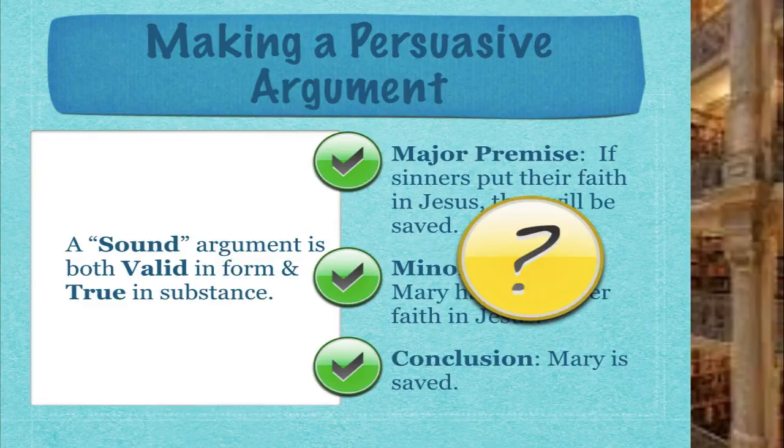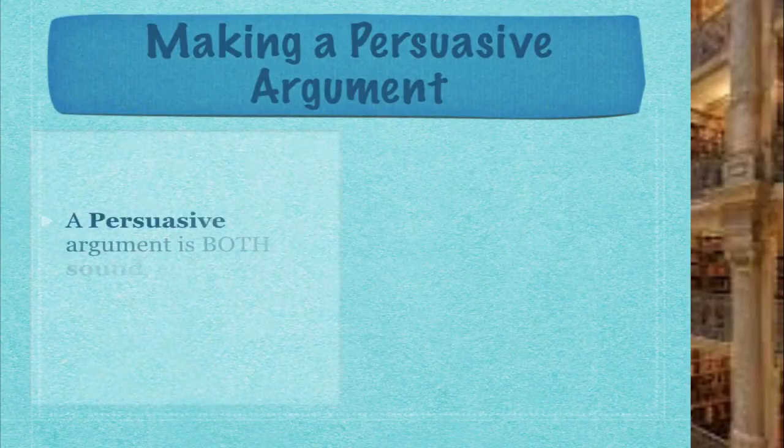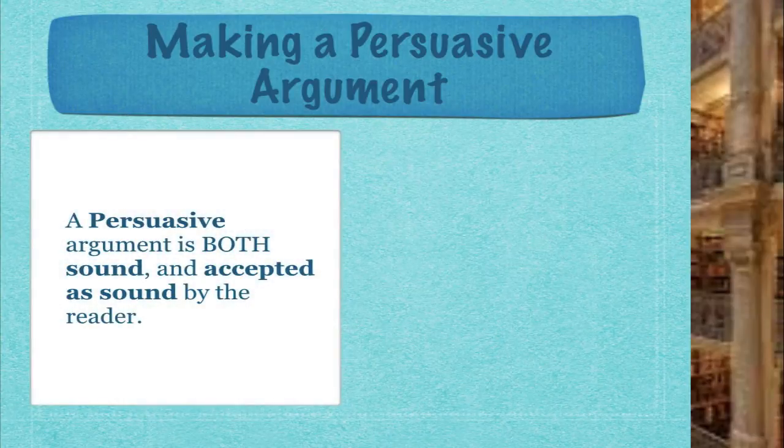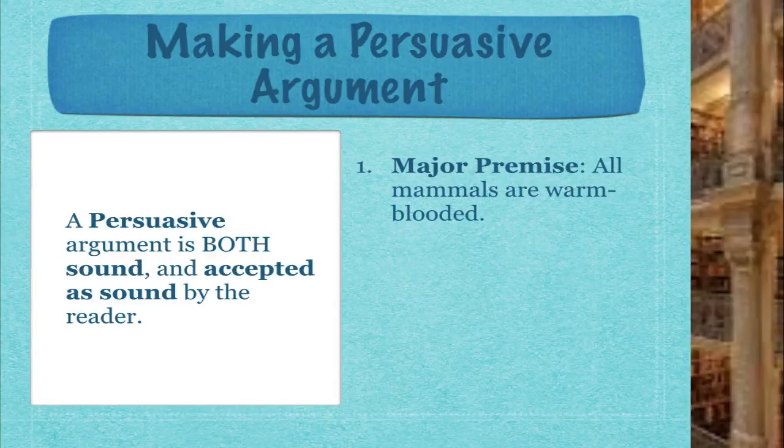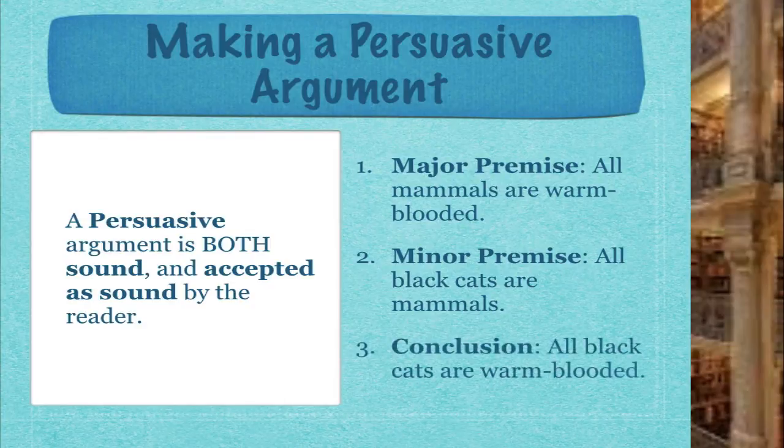So here's the important difference. A persuasive argument is both sound and accepted as sound by the reader. So let's look at this example. Major premise: all mammals are warm-blooded. Minor premise: all black cats are mammals. Conclusion: all black cats are warm-blooded.